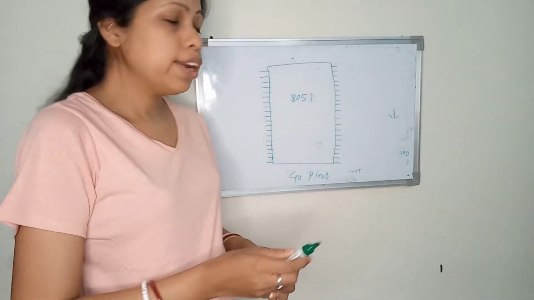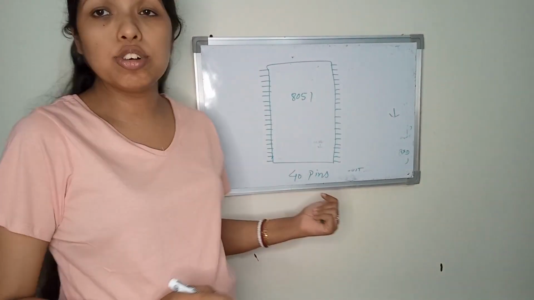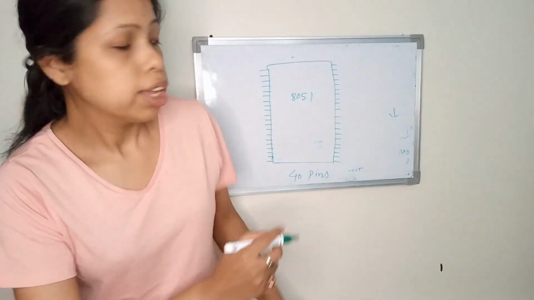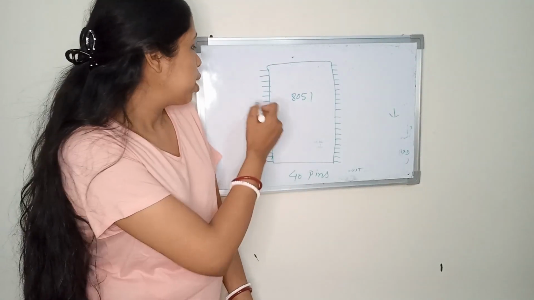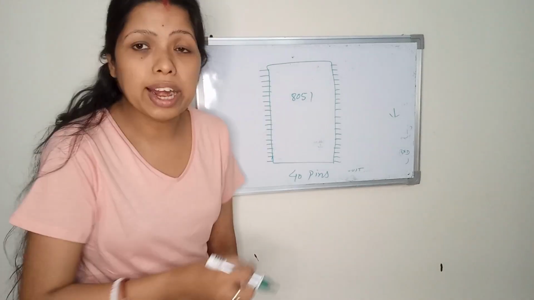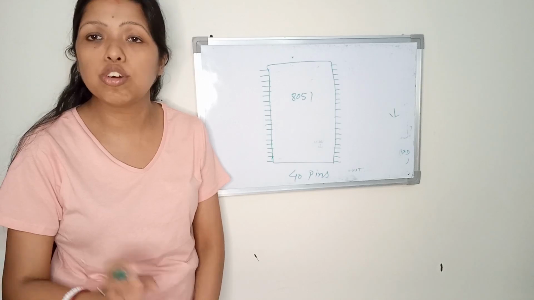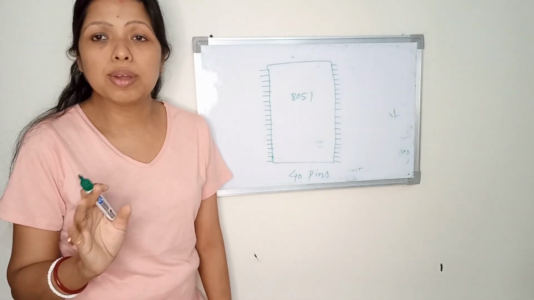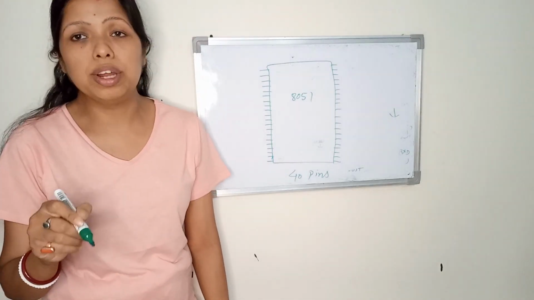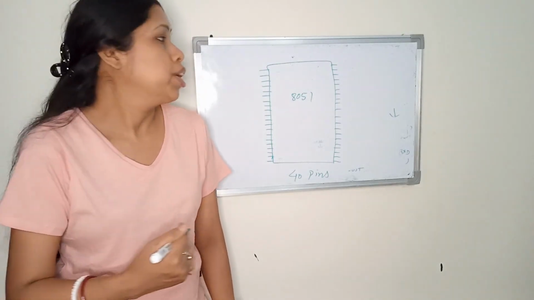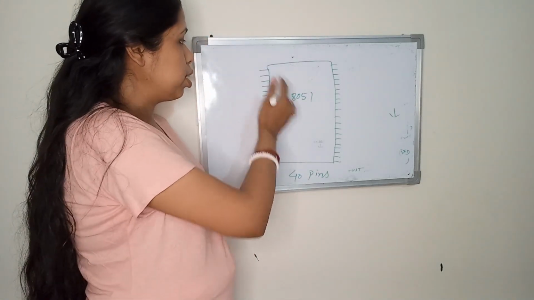So here you can see, in the 8051 microcontroller there are a total of 40 pins. If you remember the architecture of the 8051 microcontroller, it has 4 parallel I/O ports, 8-bit parallel I/O ports. So each port contains a total of 8 bits, and 4 parallel ports are there. Normally you can represent the numbering of the pins in this way.